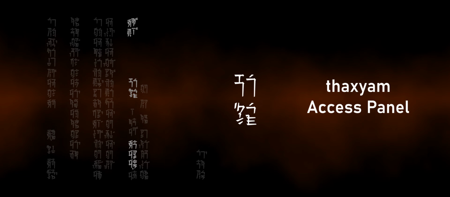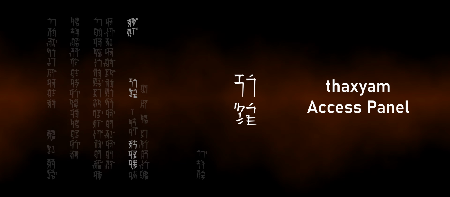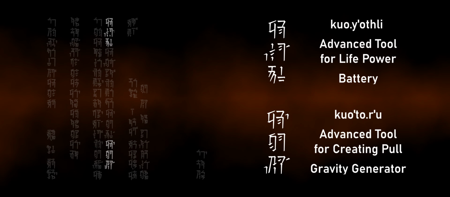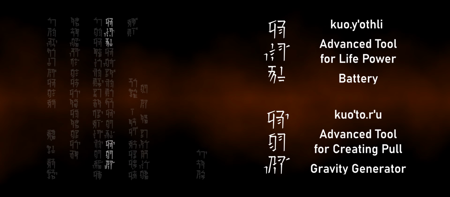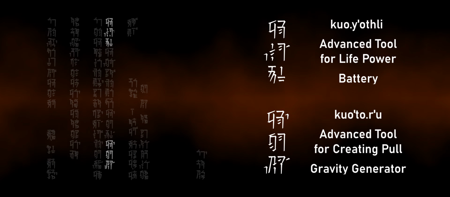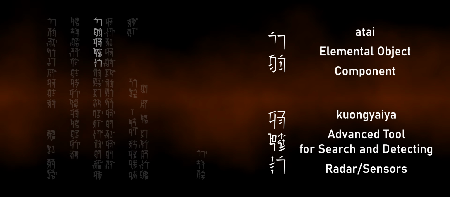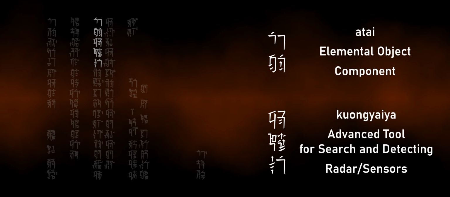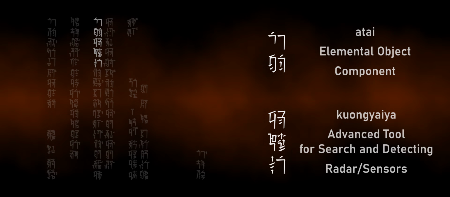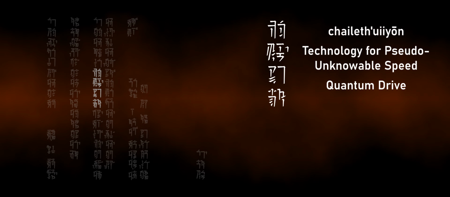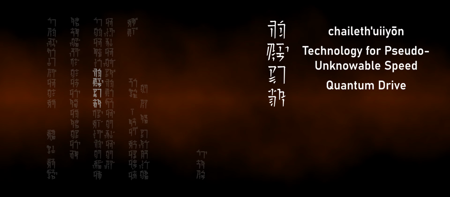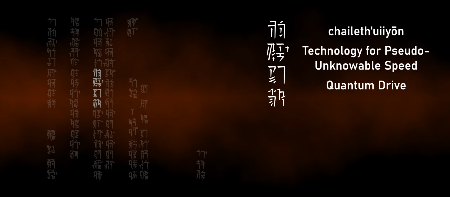The middle block that contained all the components labelled in the Syulen contains more that weren't labelled or weren't present. We have Quoyothli, which is the advanced tool for power or the battery, Quatoru, advanced tool for creating a pull or gravity generator, Atai, which just means component, Quonyaya, or advanced tool for searching and detecting, which is radar or sensors, and finally a component that's labelled potentially incorrectly in game, the Chailethwion, or quantum drive.